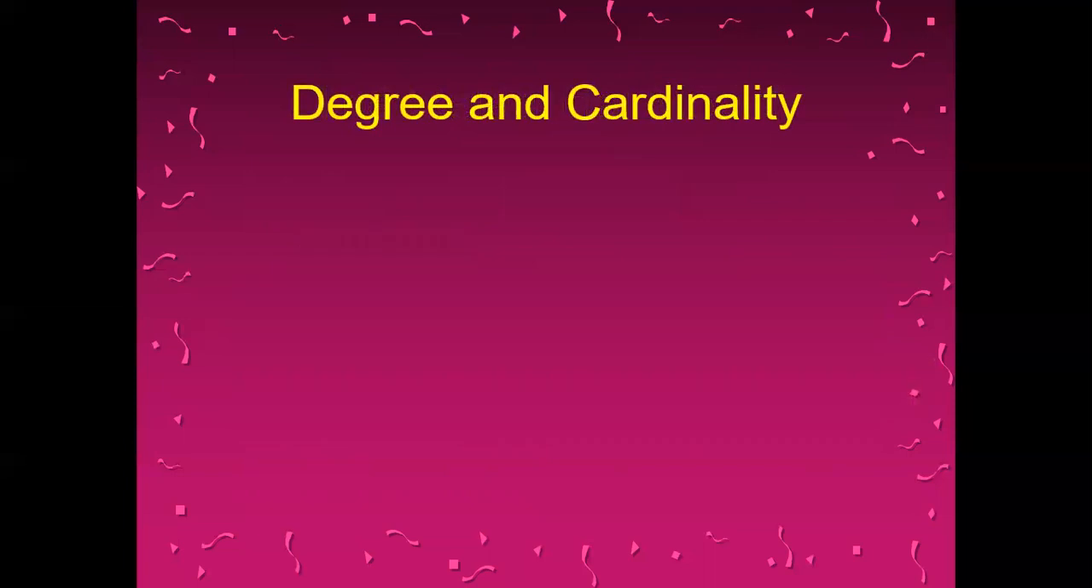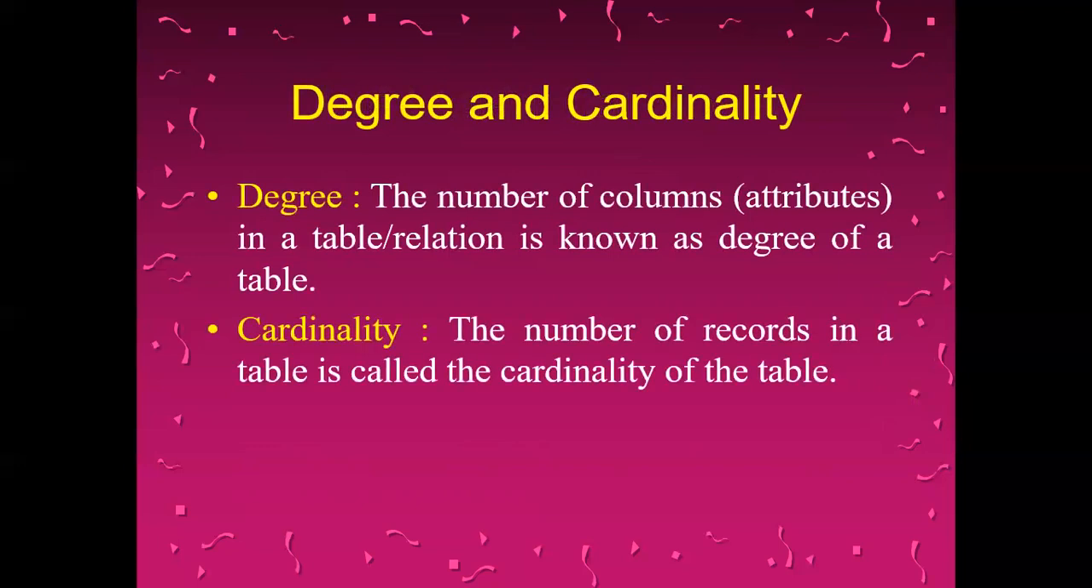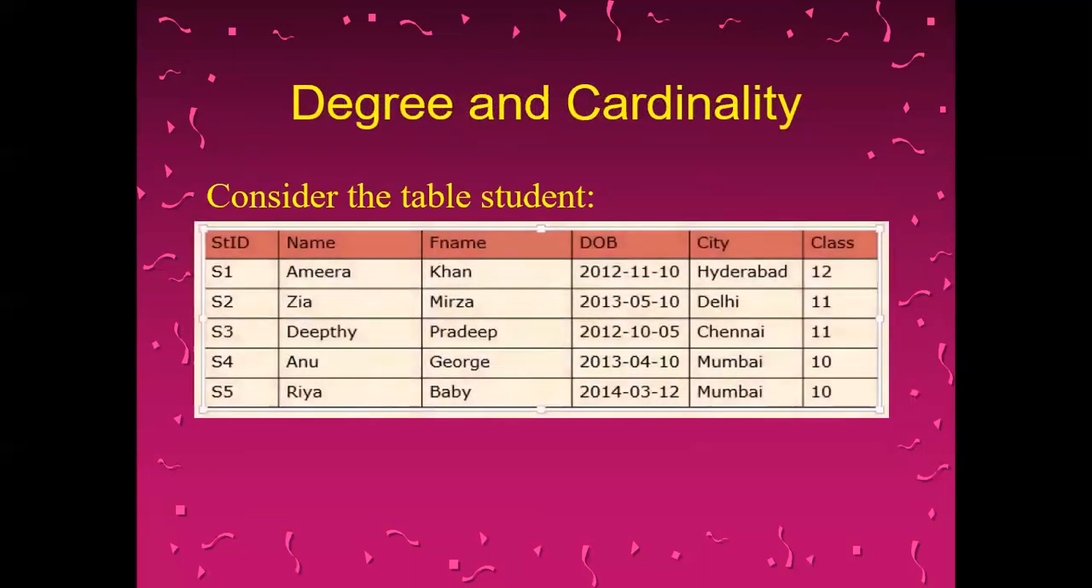Degree and cardinality. What do you understand by the terms degree and cardinality? Degree means the number of columns or attributes in a table or a relation, whereas cardinality refers to the number of records in a table. To understand the concept of degree and cardinality, we will consider this table student as an example. You can see a table student with the following columns or fields: STID, name, F name, DOP, city and class, where the records are inserted. So what could be the degree and cardinality of this table?